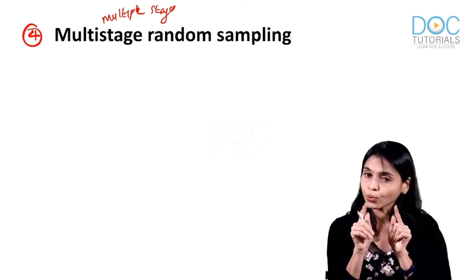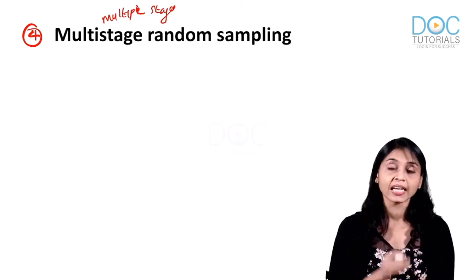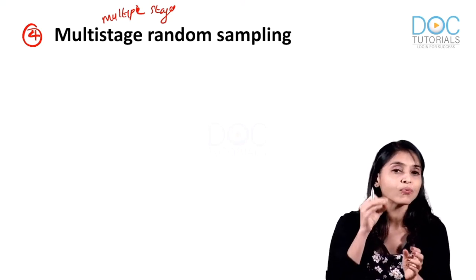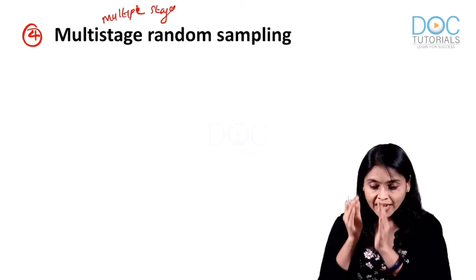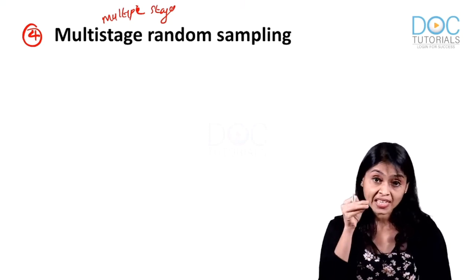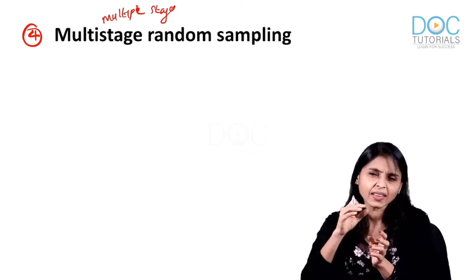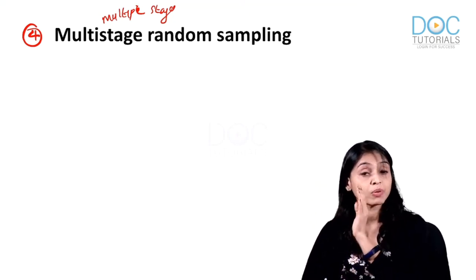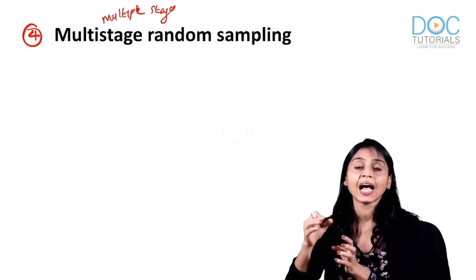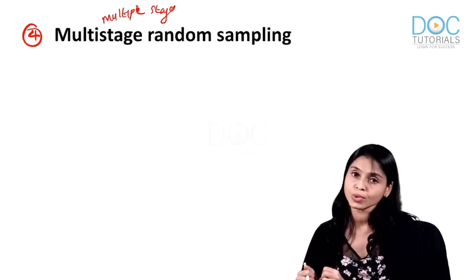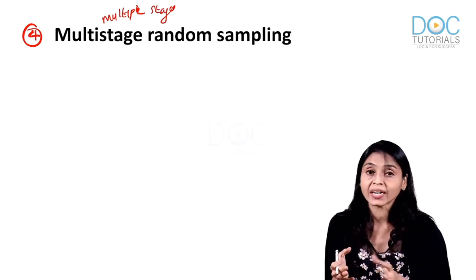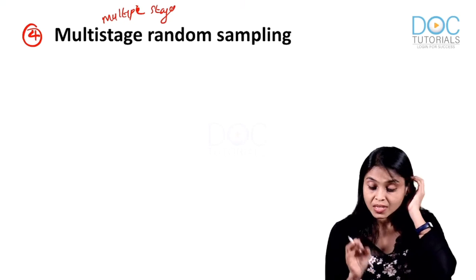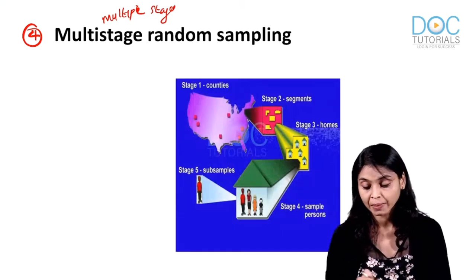Now, let's see how to do it. In the first stage, they'll write down the names of various states in India. Then they'll randomly pick a few states. In the second stage, they'll write down the names of various districts in these selected states. Then they'll randomly pick a few districts. In the third stage, they will write down the names of various schools in these selected districts and they'll randomly pick a few schools. So their final end product will contain random representation of school children from various parts of India, right? So this is multi-stage random sampling done like this.